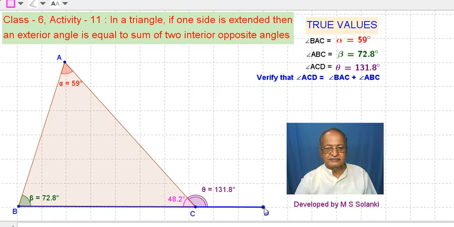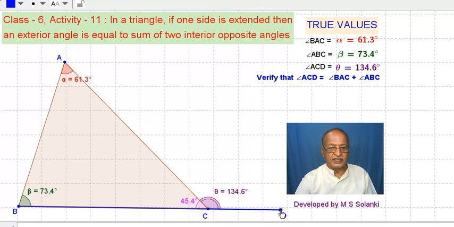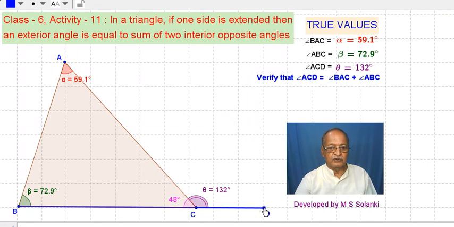So in this software, it is very easy to make any number of figures, infinite figures, and get the values automatically calculated. If we draw so many triangles in our notebook, it will take a lot of time and energy, and then we have to measure them and verify this fact. So this software will save your time and energy. I hope this video will be helpful to you.